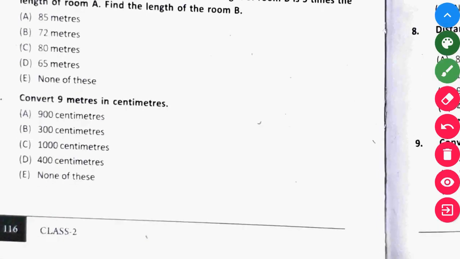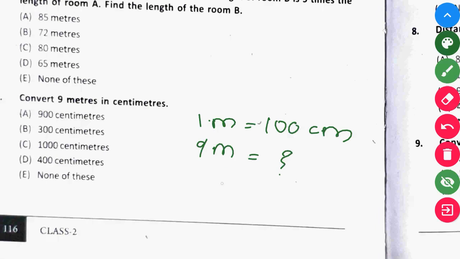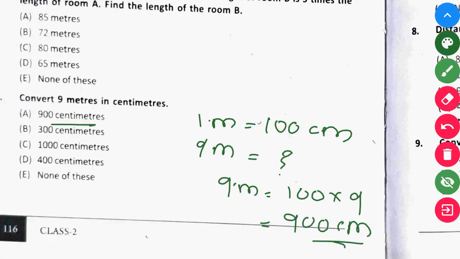Convert 9 meters into centimeters. Now we all know the meter to centimeter conversion. So 1 meter is equal to 100 centimeters. So 9 meters is equal to how many centimeters? Multiply 9 with 100. So 9 meters is equal to 100 multiplied by 9, so 900 centimeters. So option A is your answer.